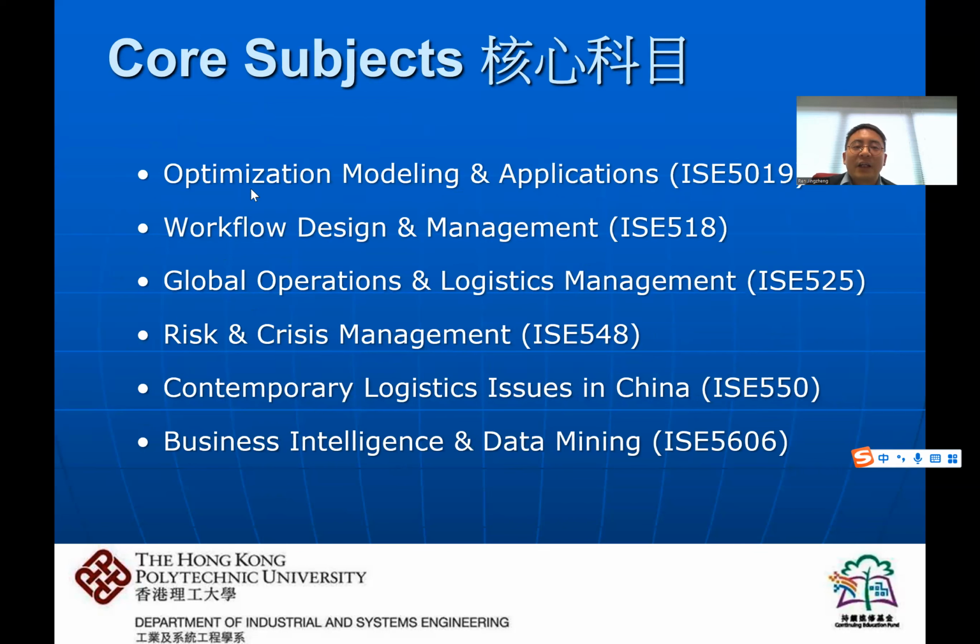And for the core subjects, including optimization modeling and application, this one usually has a requirement on your math. If your math is not so good, you may not choose it. The second, workflow design and management, taught by me. And global operation and logistic management, risk and crisis management, taught by Dr. Zhang. Also for this one, it involves both the qualitative and quantitative, right? Yes. For our subjects, just like I mentioned before, some may have very high requirement on your background in math. But some may include both some quantitative models and some qualitative methods. So when choosing the course, you should consider carefully how about your background, whether it can match well with the requirements of the subject.